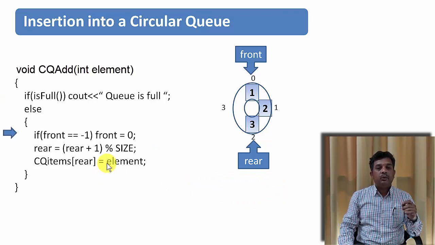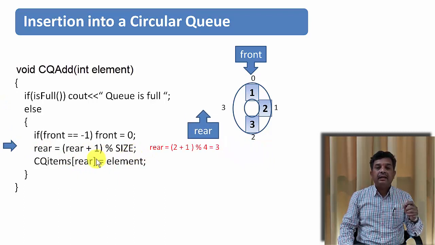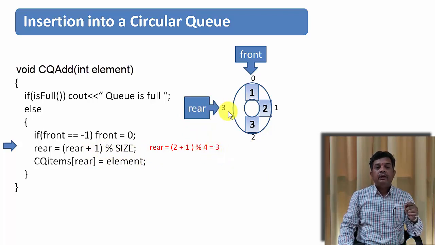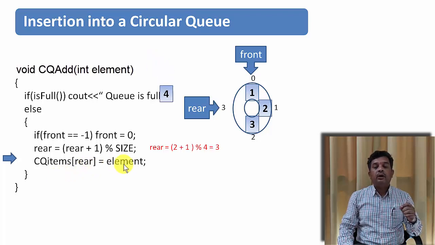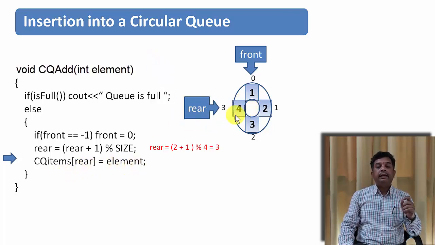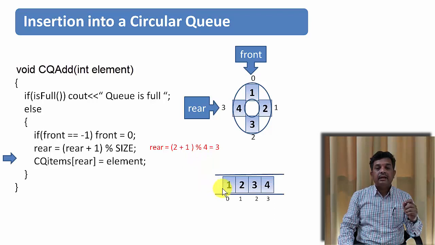Now let us add one more element. Rear equal to (rear plus 1) mod size. (2 plus 1) mod 4 is 3. It means at the third index, we are going to add our element. So CQ item 3 is the element. Element 4 is placed at the third location. So to realize it in the form of a linear queue, in the third index, element 4 is placed.